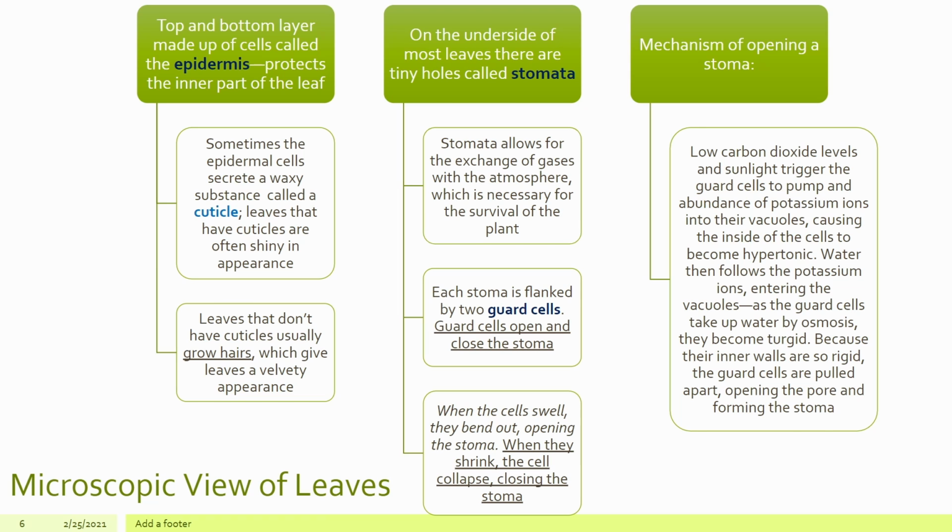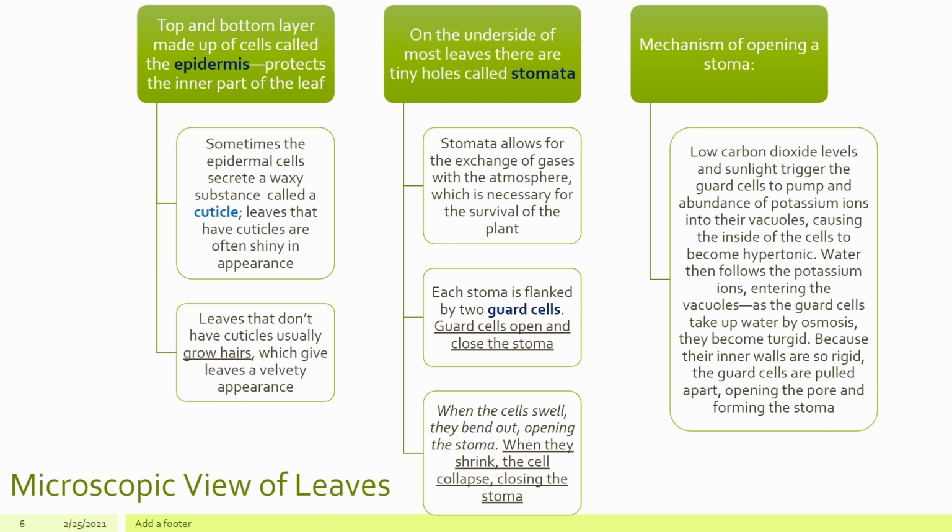Each stoma is guarded by two cells, very conveniently called guard cells, and they open and close the stoma. When these guard cells swell, they bend out, opening it, and when they shrink, they collapse, and that would close the stoma. In order to open the stoma, there is a chemical mechanism.